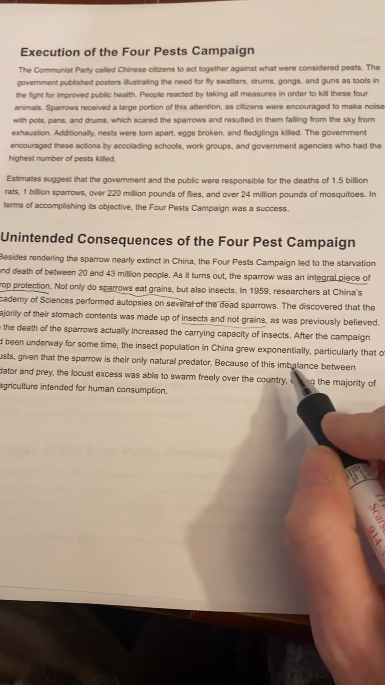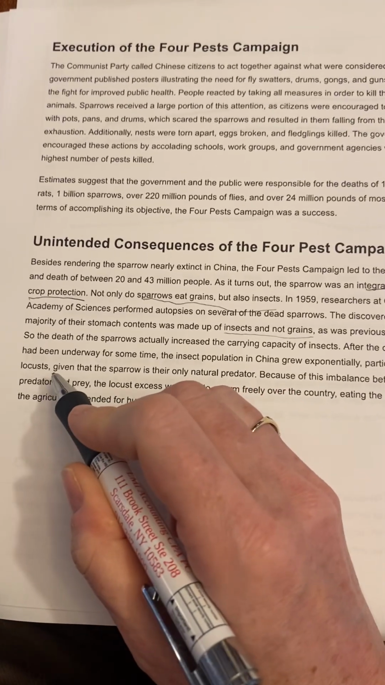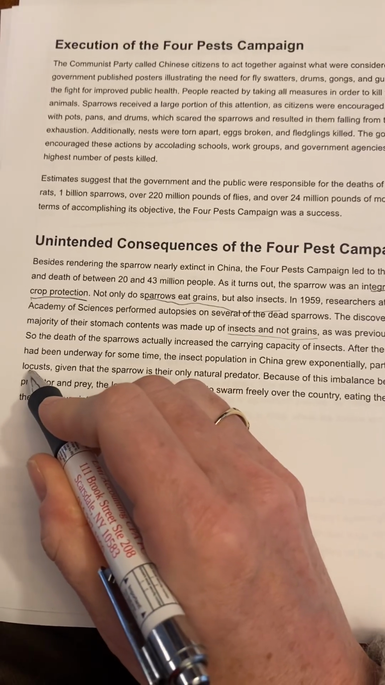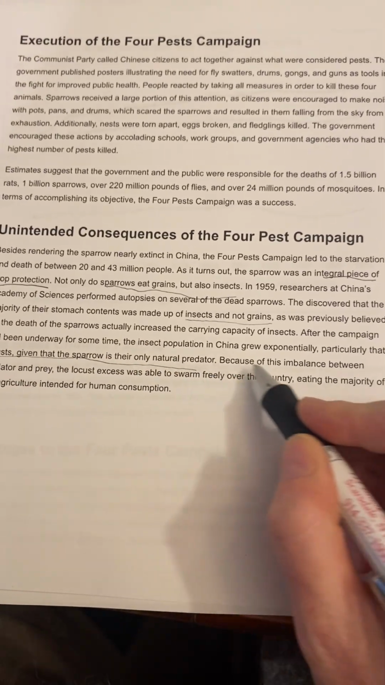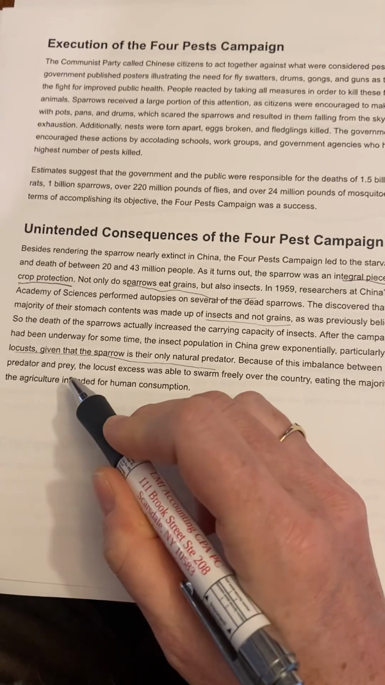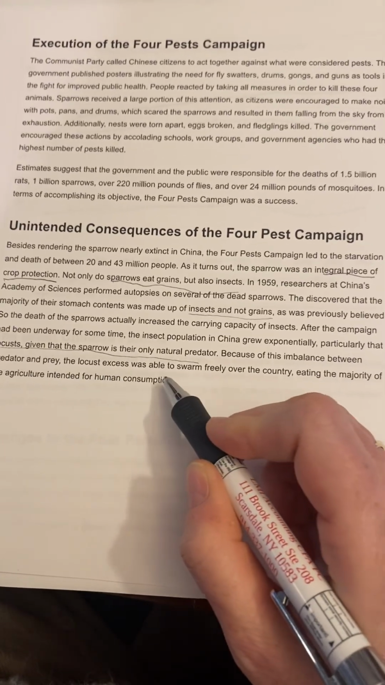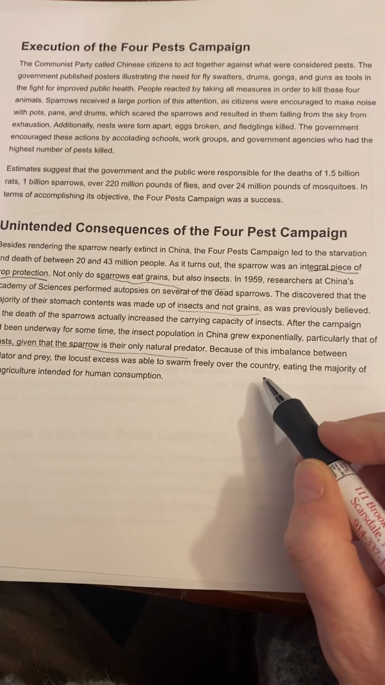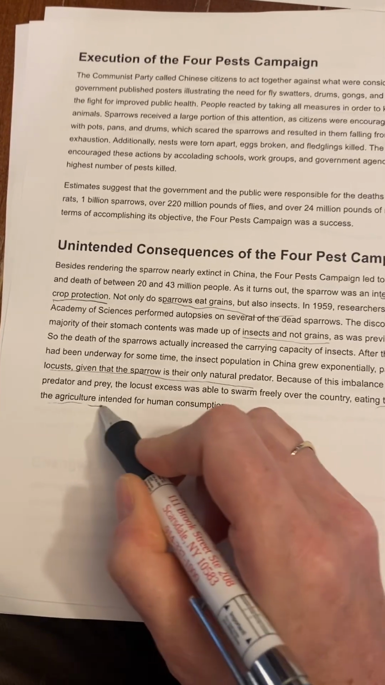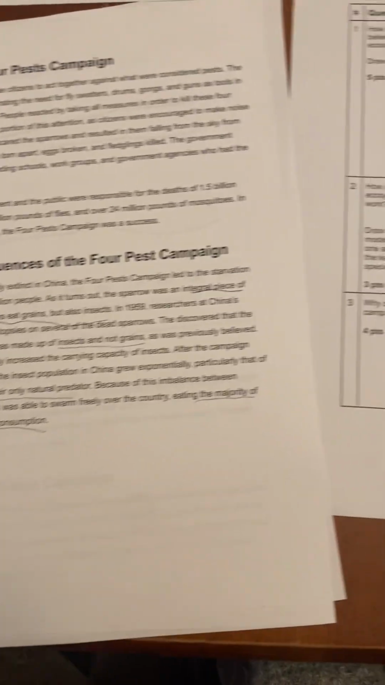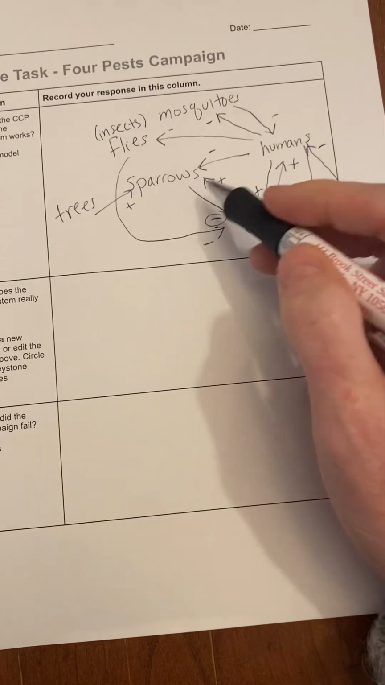There was a particular problem with locusts, given that sparrow is their only natural predator. Because of the imbalance between predator and prey, the locust excess was able to swarm freely over the country, eating a majority of the crops. Oh no, bad news. Okay, so this is how they thought it worked.